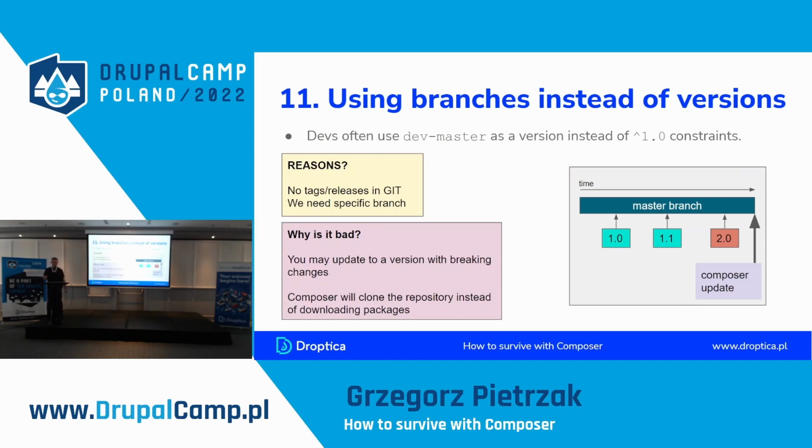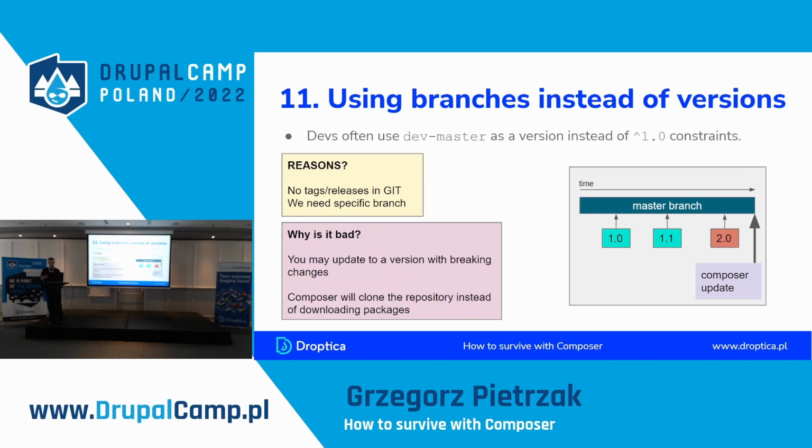But it's very bad because Composer handles branches differently than version packages. In this case, your package will be cloned from Git and put into your vendor directory. It's much slower, and also if you use GitHub, GitHub will start asking you for a token. GitHub knows that you are downloading too many packages from it, and after some time you will be restricted as a user that needs a token to run composer install.